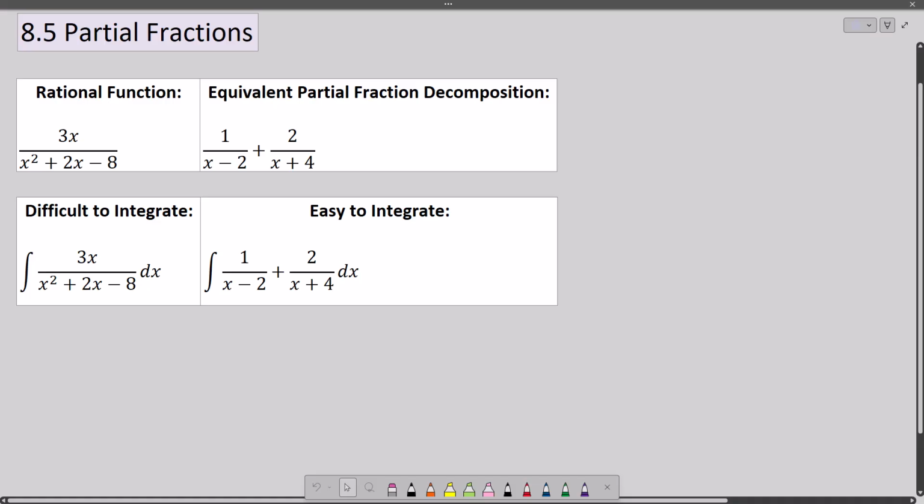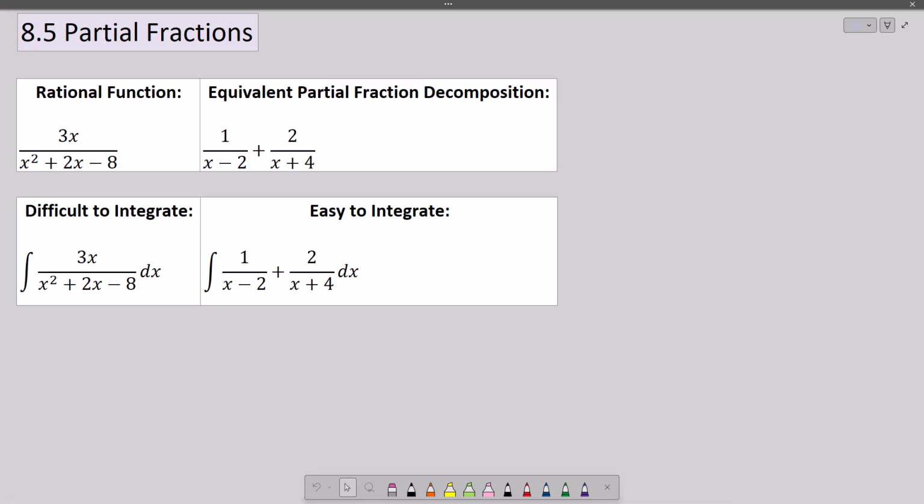8.5. This is a section you will like, most likely, because it's an easier section and it's very prescriptive. There's not a lot of big thinking going on, which is great. We're going to go small ball thinking.